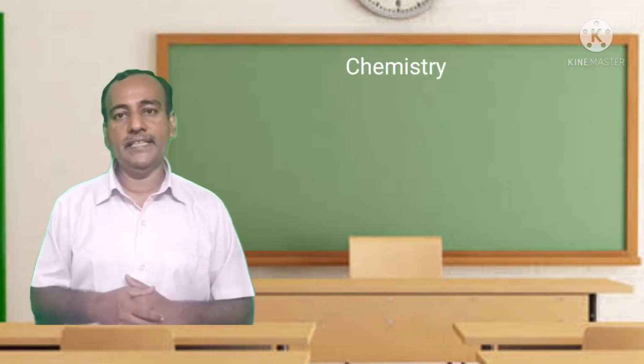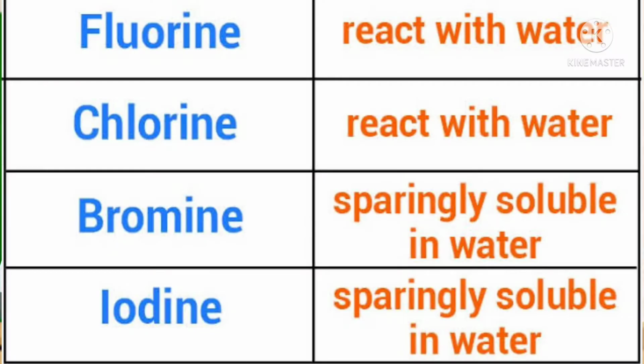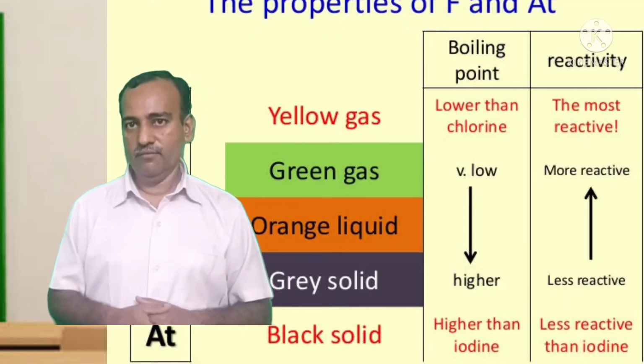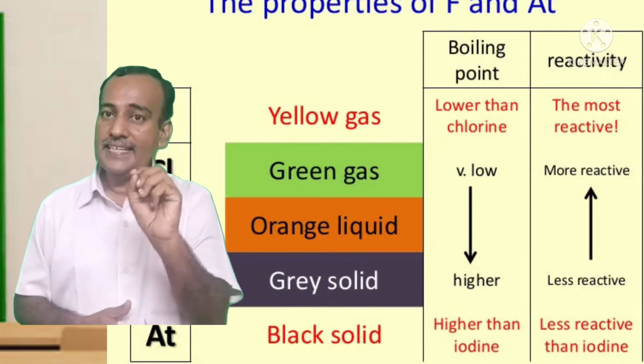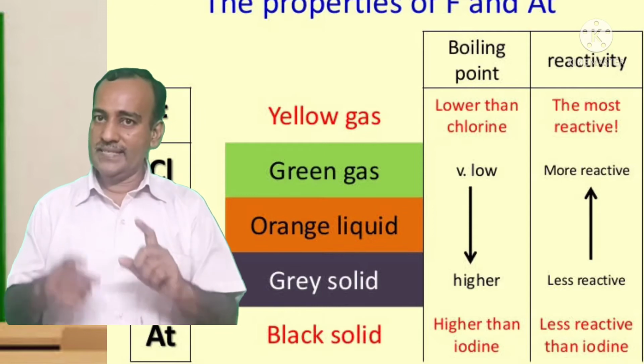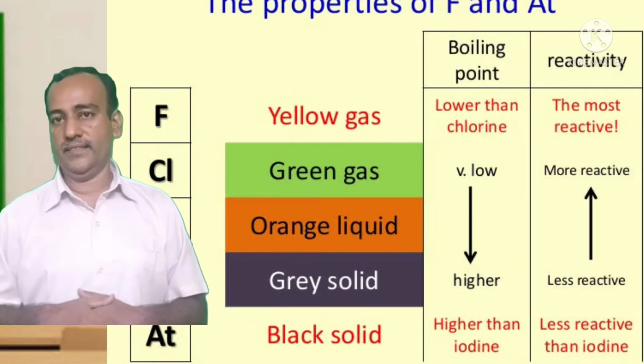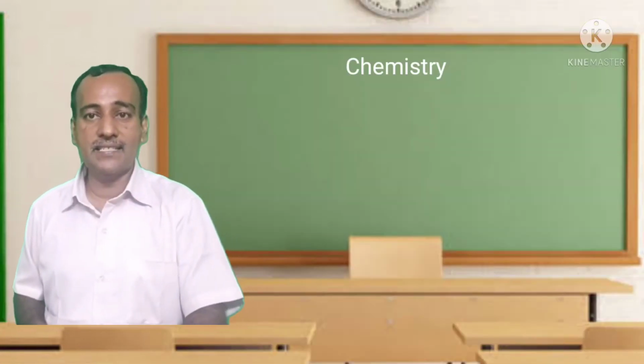Solubility in water. Fluorine and chlorine are highly soluble in water, whereas bromine and iodine are sparingly soluble in water, but they are highly soluble in organic solvents. Fluorine is yellow in color. What about chlorine? It is greenish yellow in color. Bromine is reddish brown in color, whereas iodine is violet. That means all the halogens are colored.